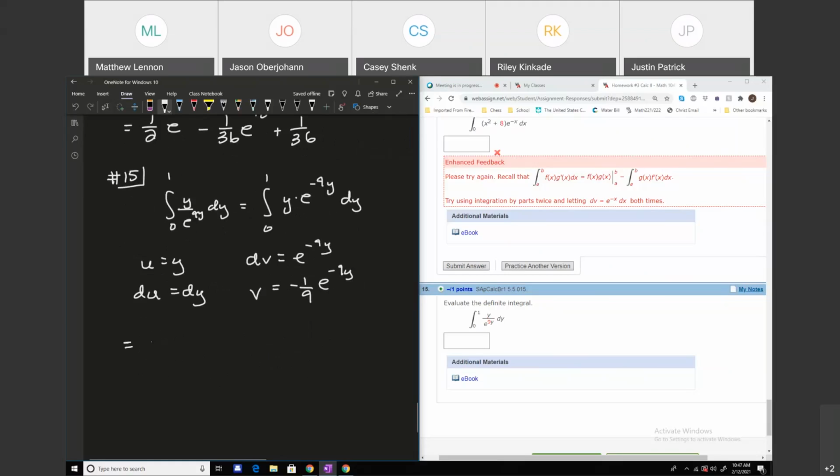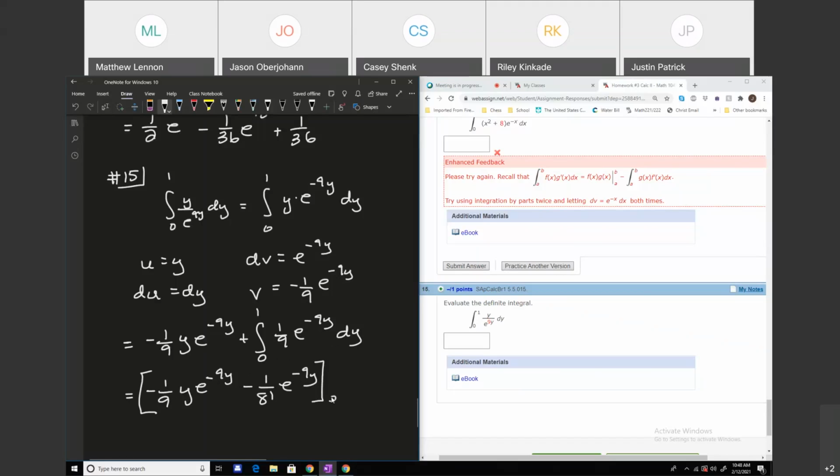So if we do u times v, we have negative 1/9 y e to the minus 9y minus the integral of v du. We have a negative coming from v, so I'm just going to make that a plus. And then we've got 1/9 e to the negative 9y dy. And again, this is going from 0 to 1. So negative 1/9 y e to the minus 9y. So then we've got 1/9 times another negative 1/9. So we get minus 1 over 81 e to the negative 9y. Then everything is going from 0 to 1.